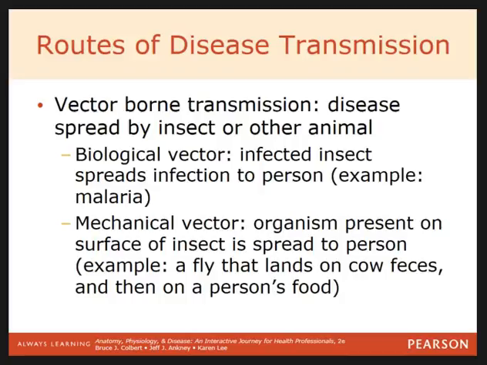A mechanical vector is an organism that's present on the surface of an insect and is spread to a person. So, for example, a fly that lands on cow feces and then lands on your food. It contaminates, it's kind of a transmission component. Another one would be the bubonic plague, which was passed from fleas that lived on rats, and that's kind of back and forth between mechanical and biological.